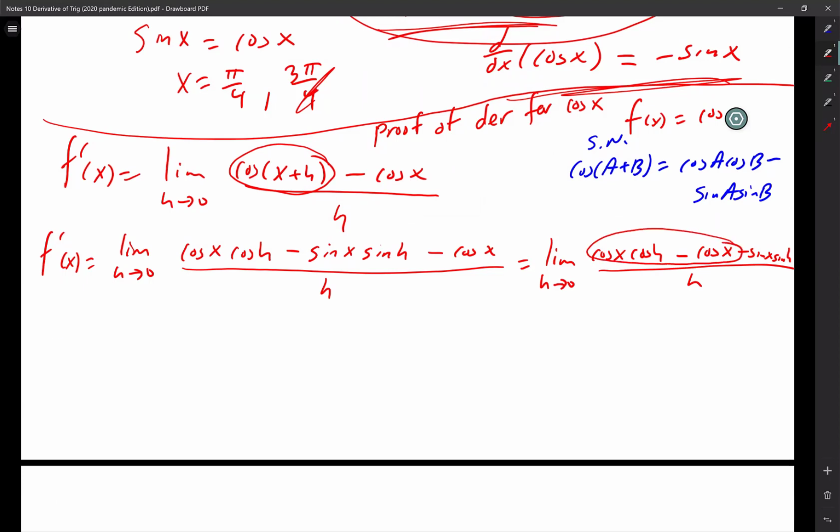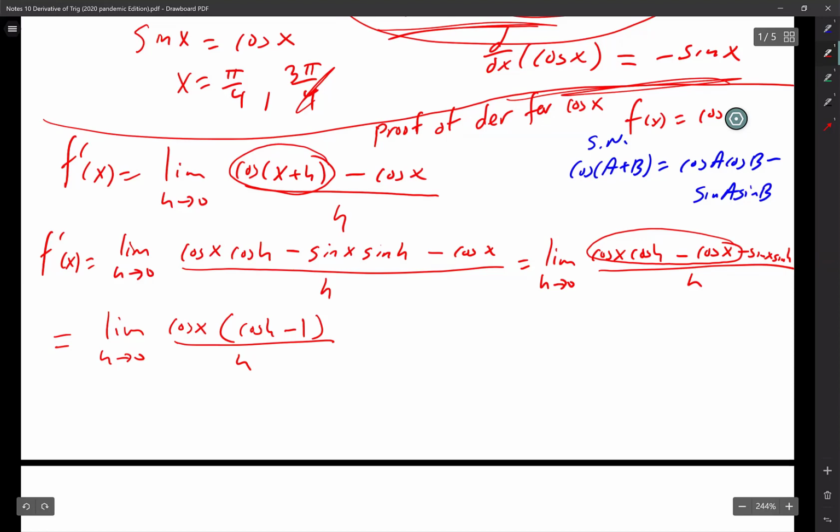I'm going to write this as two separate limits. Limit as h approaches 0, cosine x factored out, cosine h minus 1, all over h, minus limit as h approaches 0, sine x sine h, all over h. And don't worry, guys, it looks complicated, but it's not. So look at all this. This is not an h, this is an x. I'm going to move that right there.